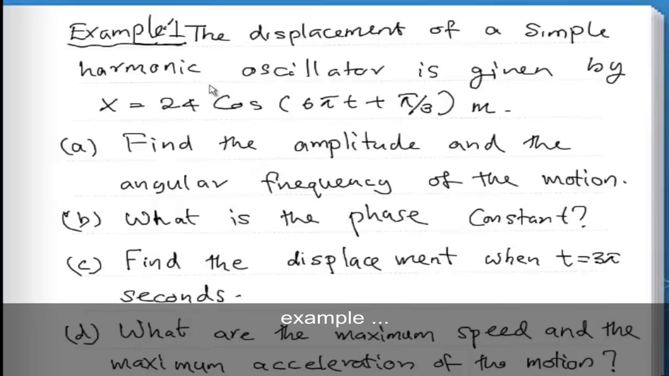Now let's go over an example. The displacement of a simple harmonic oscillator is given by x equals 24 cosine of 6 pi t plus pi over 3 meters. A. Find the amplitude and the angular frequency of the motion. B. What is the phase constant? C. Find the displacement when t equals 3 pi seconds. D. What are the maximum speed and the maximum acceleration of the motion?